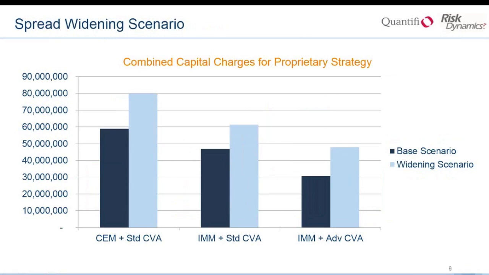There is an explanation why widening of spreads is more punitive for the more advanced method. These two methods in terms of standardized CVA depend only on rating, and when rating goes down one notch, it's not as big an impact as widening of spread twice. But nevertheless, even in this punitive scenario for IMM and advanced CVA methodology, the combined result is still smaller than combined capital charges for the two other methodologies. So it's still the best even in such a scenario, which is more punitive for this methodology.